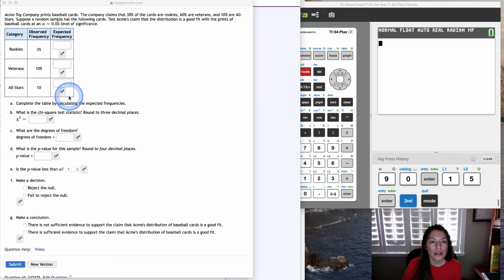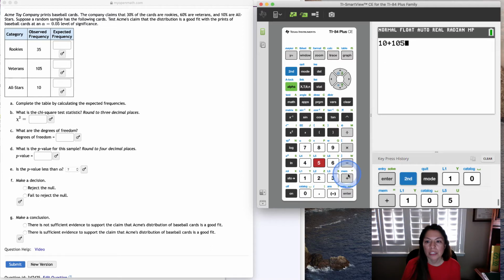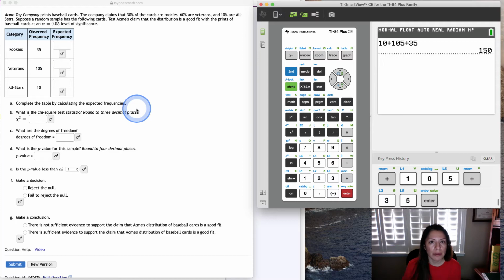The first thing we need to note is that all the expected frequencies should be more than 5, or all of them should be greater than 1 and no more than 20% should be less than 5. So let's go to the calculator and take the sum of all the observed frequencies. So 10 plus 105 plus 35. So our sample is 150 baseball cards, and of this 150, we expected that 30% of them should be rookies, 60% of the 150 cards should be veterans, and 10% are all-stars.